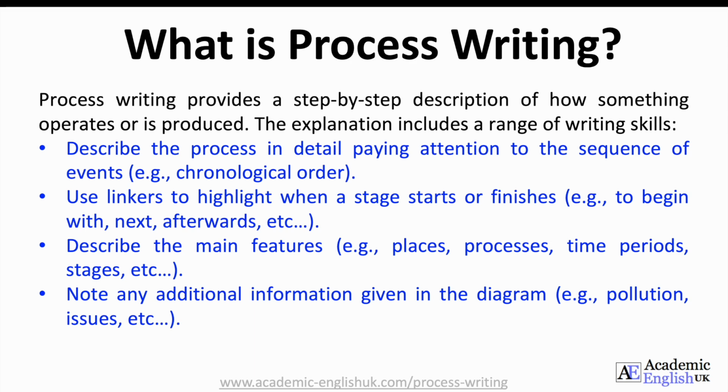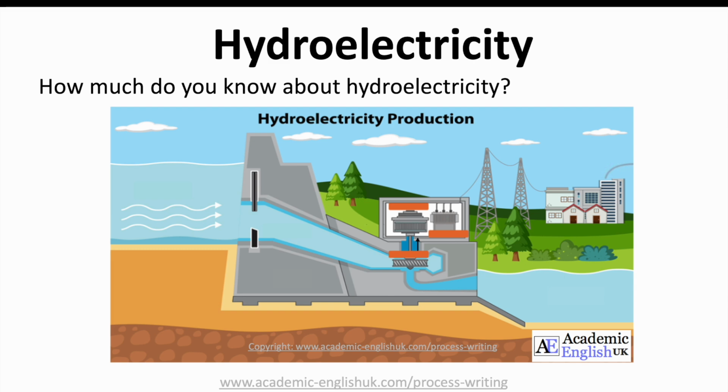So, we'll begin with looking at a process of electricity generation called hydroelectricity. It's always good to start with how much you know about a process. So, pause the slide and write some notes on how this type of electricity is produced using the diagram. I'd imagine you know the basic ideas, but perhaps not all the key terms and names of the equipment.